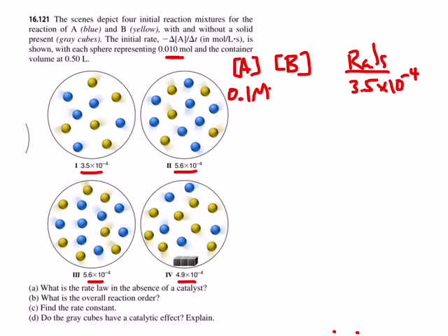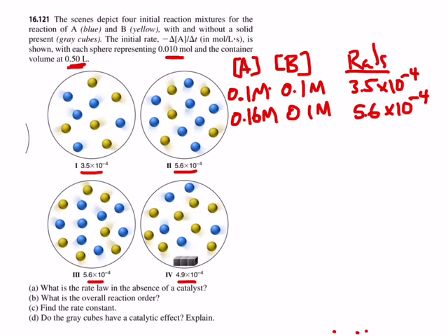Each particle is 0.01 moles and the volume is 0.5 liters. The B's, which are the yellow particles, there were 5 of them, so that's going to be the same thing, 0.1 molarity. In beaker 2, 5.6 times 10 to the minus 4, we had the blue particles 5, 6, 7, 8, so 8 times 0.01, and then divide by 0.5. We get 0.16 molarity, and then the yellows stayed the same.